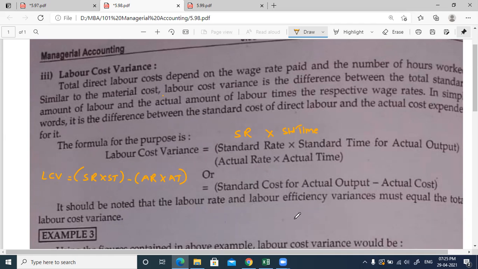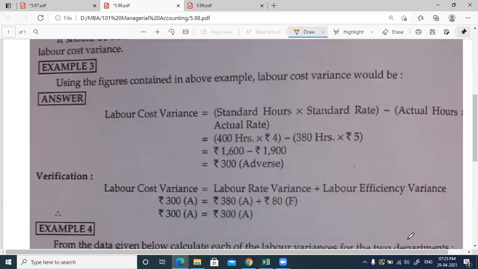Let's see the example, the same example that we had learning. So labor cost variance is standard hours. If you remember, our standard hours was 400, rate was 4 rupees. The labor was saving 20 hours, but at that time, HR was giving him 5 rupees per hour. So standard is 400 into 4 is 1600, and actual is 380 into 5, that is 1900. So you're paying more than the standard, that is 300 rupees more. So that is not favorable, it is adverse.